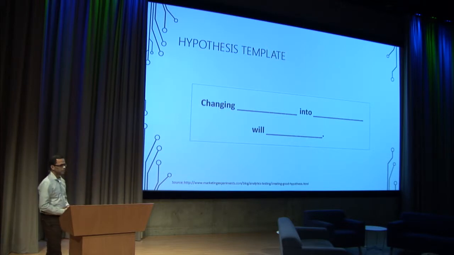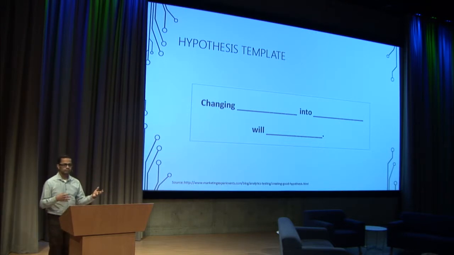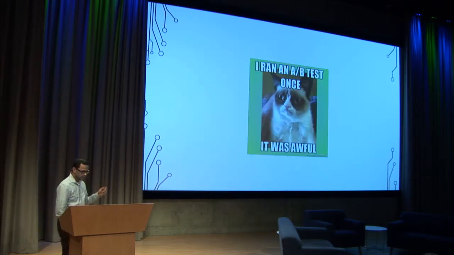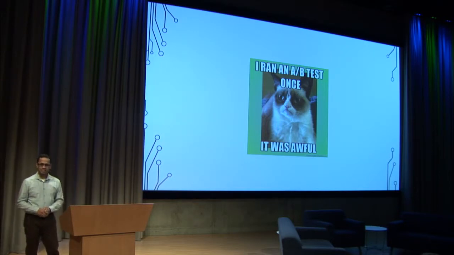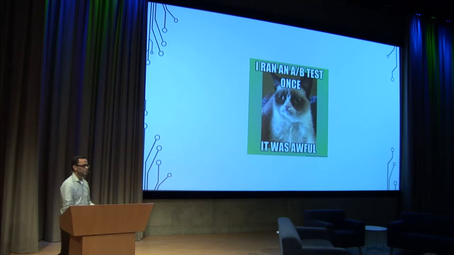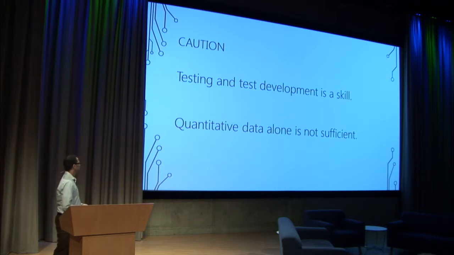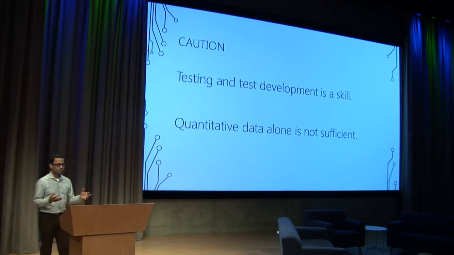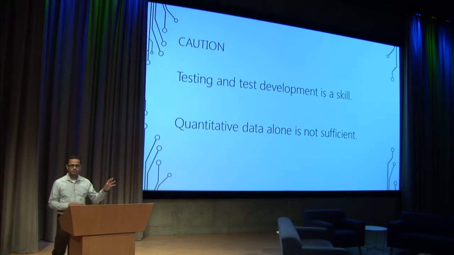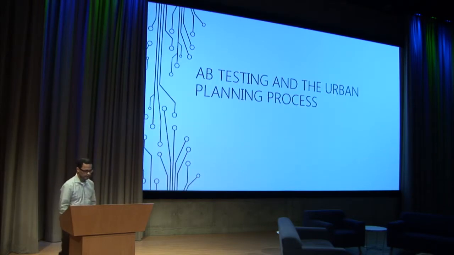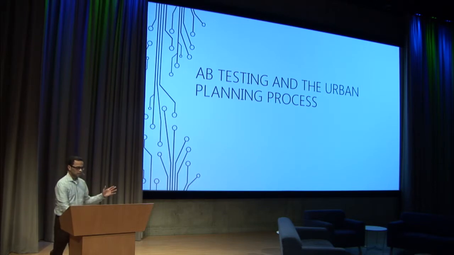I want to focus a little bit on the hypothesis because this is quite critical. In our example, we said changing my button from green to red will potentially increase signups, and that was the hypothesis we tested. I say that because A/B testing has a lot of critics, and if you don't do a test properly, it can really impact your performance. Another comment on A/B testing is that sometimes quantitative data alone is not enough, and I'm going to show how you mitigate this in a geodesign context. So that's the basic introduction to A/B testing, and I want to go into the geodesign and urban planning process.